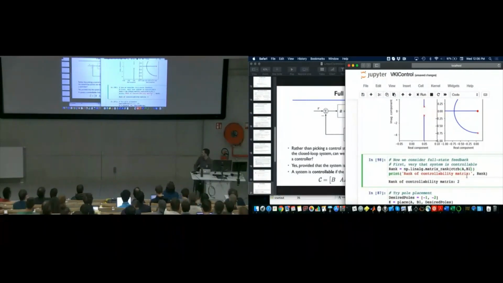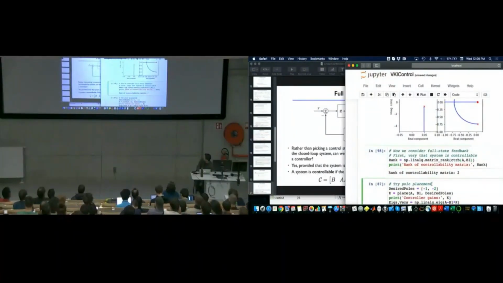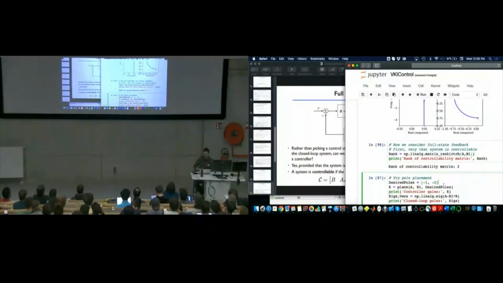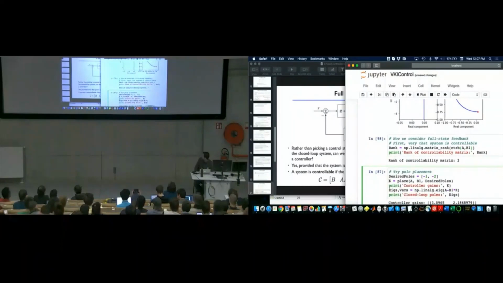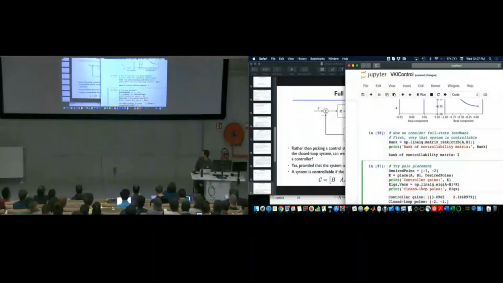So I claimed that means that I should be able to put poles wherever I want them. So we can try this. And this is called pole placement, which is one form of full state feedback that we can implement. So how do we do this? Well, I start off saying I want my closed loop poles to be, in this case, at -1 and -2. So in the left half plane, so I have a stable system. I can design my full state feedback law, which now is going to be a matrix that maps between my system state and my input. So it's going to be a 1 by 2 matrix.